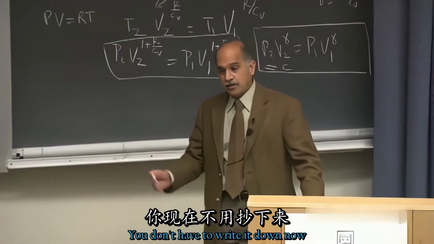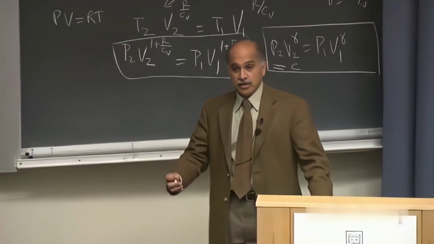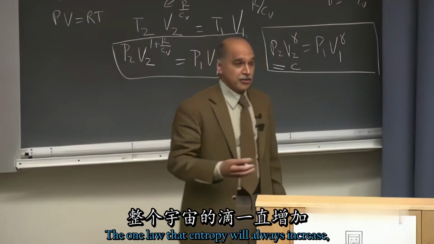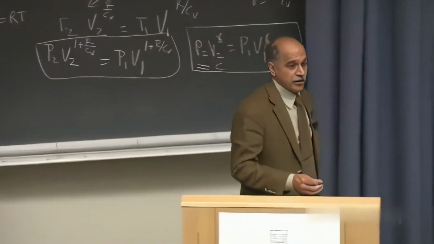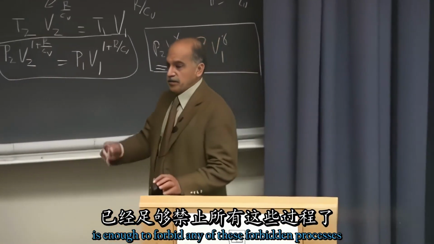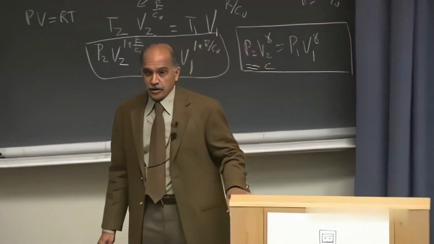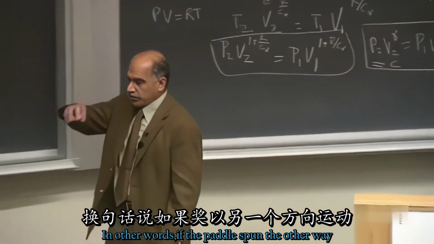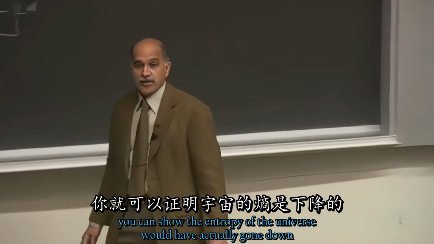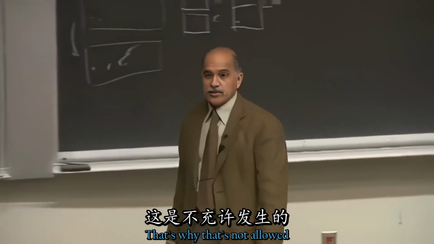You don't have to write it down now. I'm going to define the concept. It will arise naturally from more thinking. That one law, that the entropy will always increase in the universe as a whole, is enough to forbid any of these forbidden processes. In other words, if the paddle spun the other way and the weight went up and the water cooled down, you can show the entropy of the universe would have actually gone down. That's why that's not allowed.